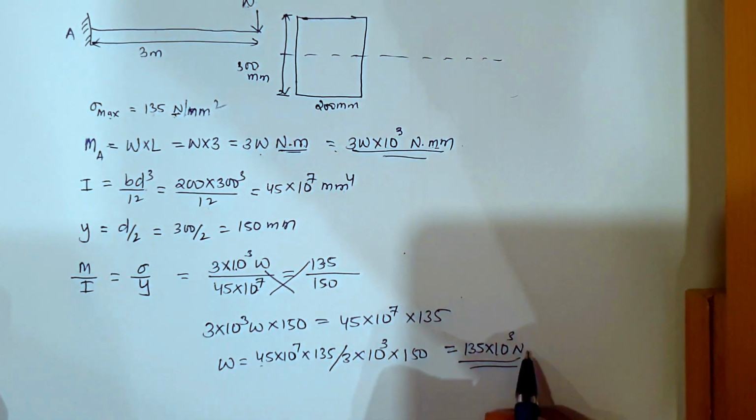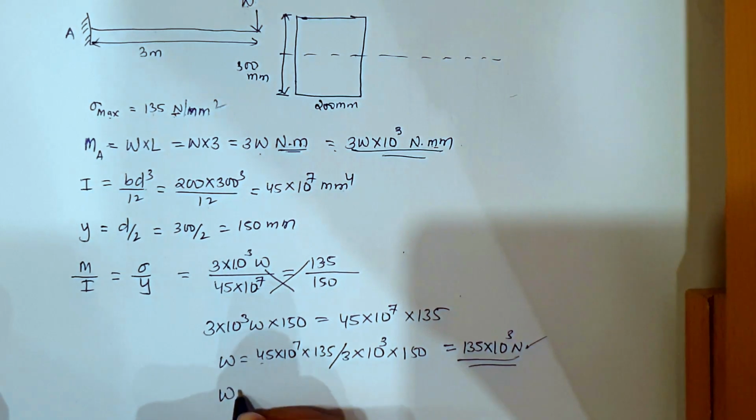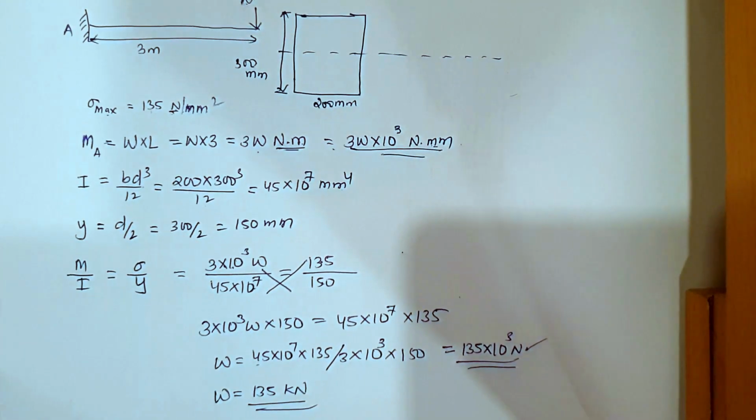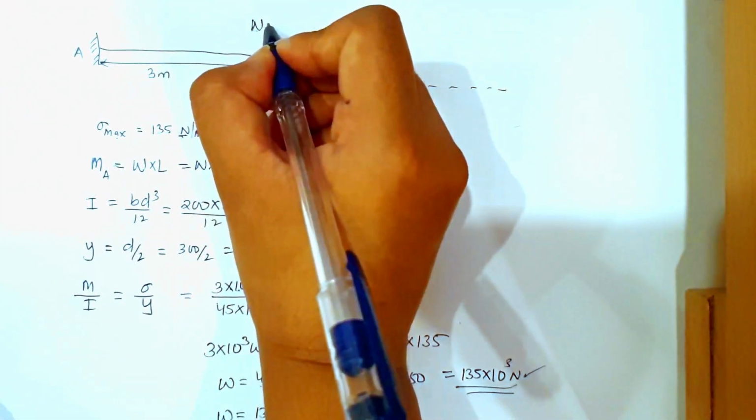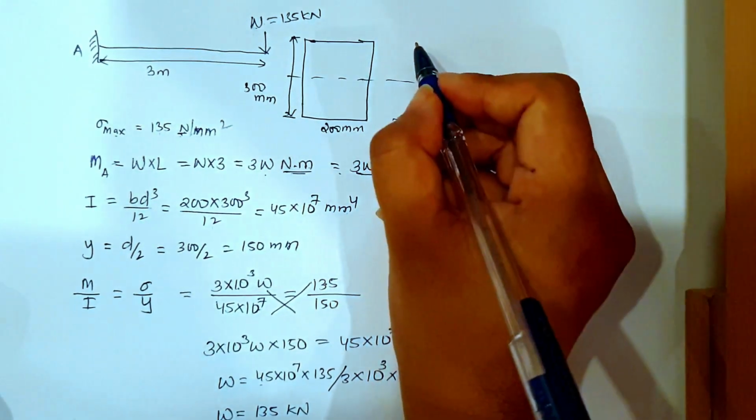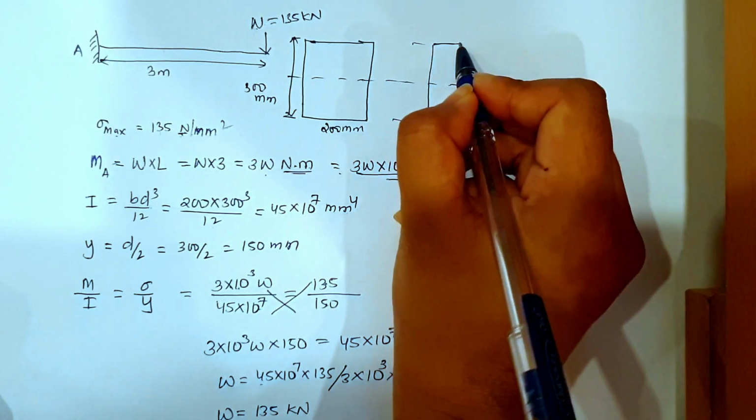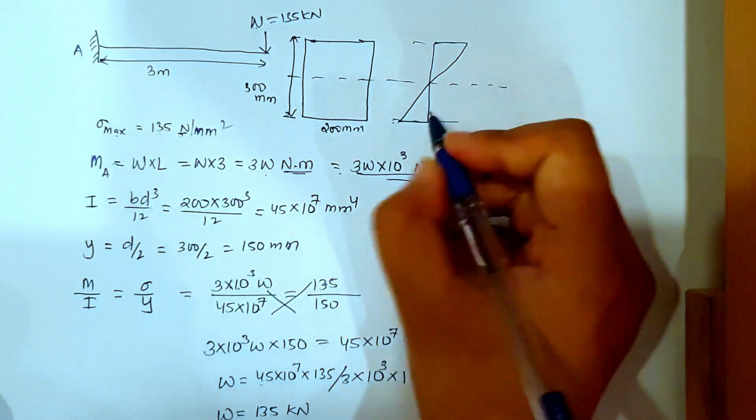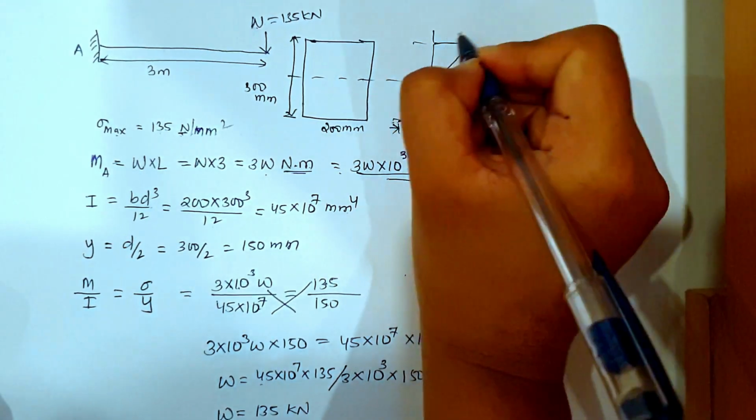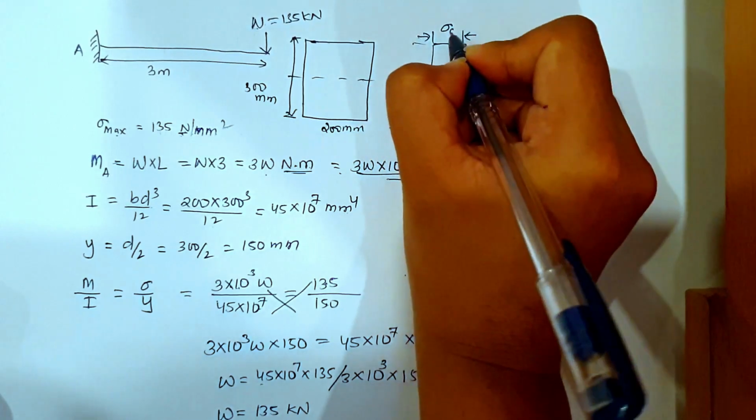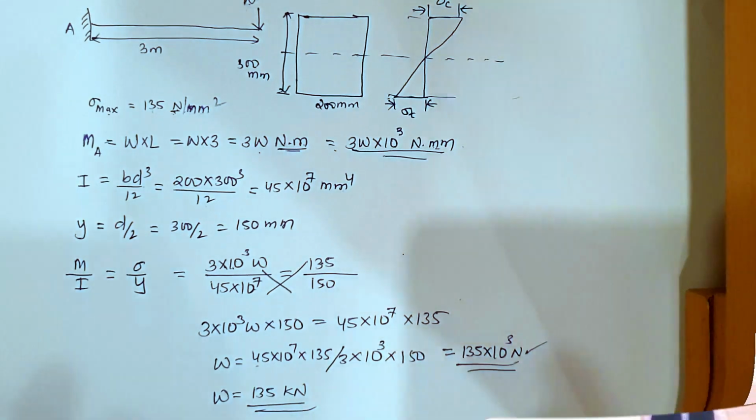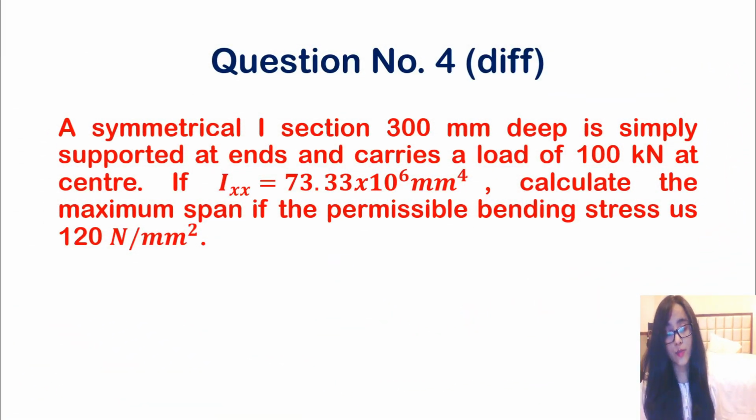Okay, this is what we get. If you want to convert this newton to kilo newton, your w will be equal to 135 kilo newton. So the value of w here is coming equal to 135 kilo newton. If you draw this stress distribution diagram, it will be like this. Here you have sigma t, which is already given. Here you have sigma c. Okay, so I hope this numerical is clear. This is the last numerical for today's session.